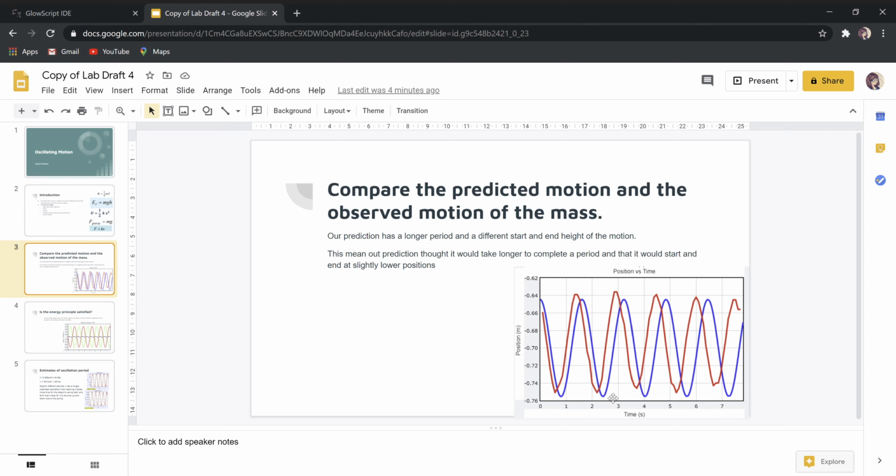So predicted is the blue. What we actually did was the red. As you can see, blue is a bit longer, and starts a bit lower, ends a bit lower. So those were our big differences.